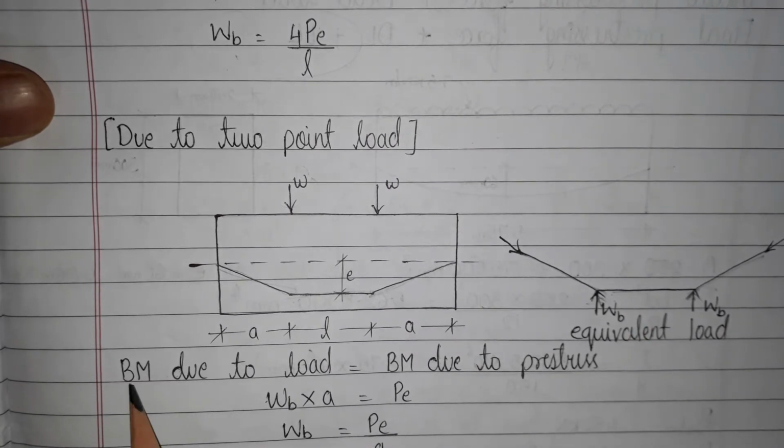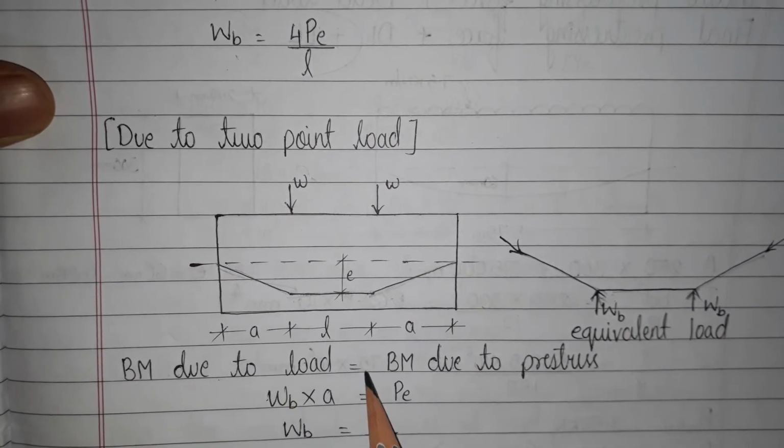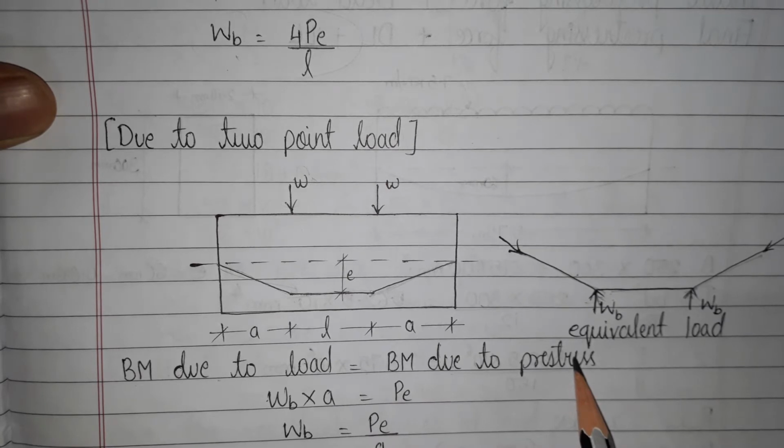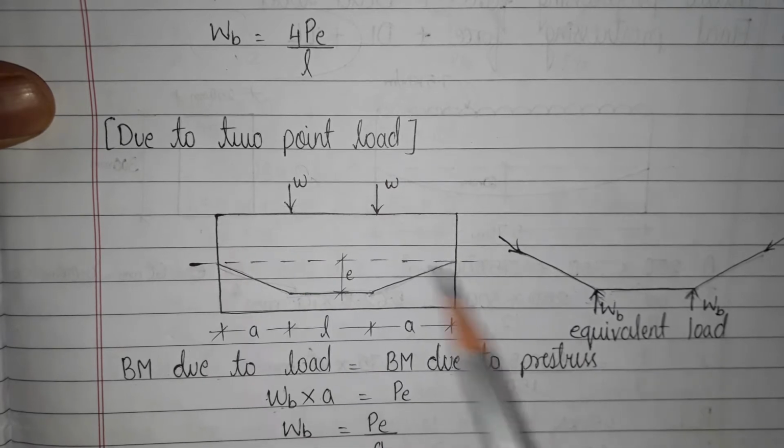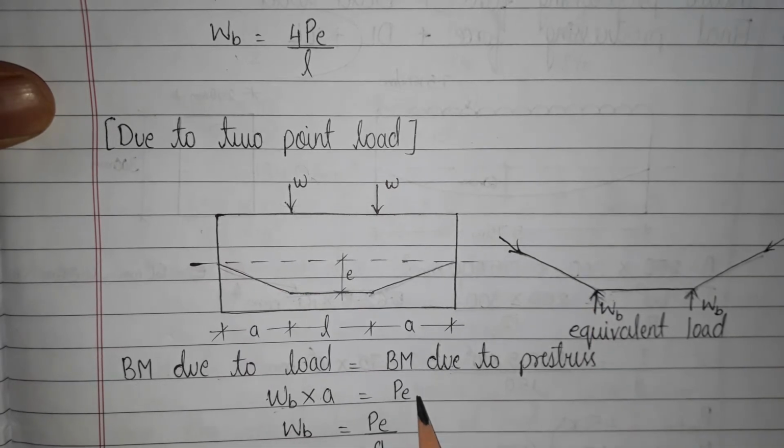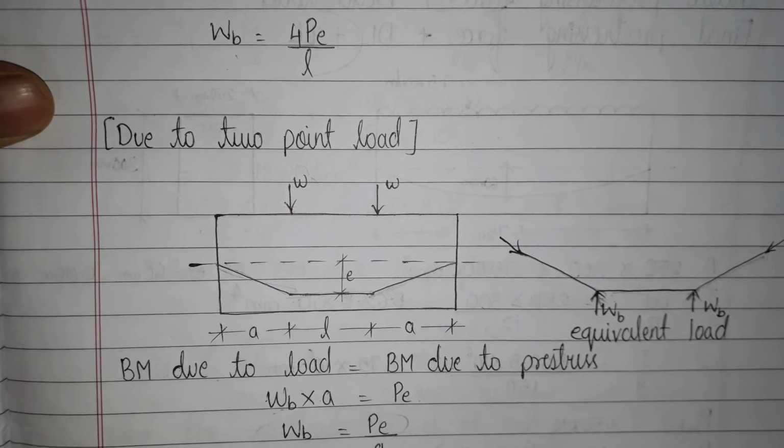So the bending moment due to load is equal to the bending moment due to pre-stress. So again, WB into A is equal to P into E. So you can easily find out the balanced load.